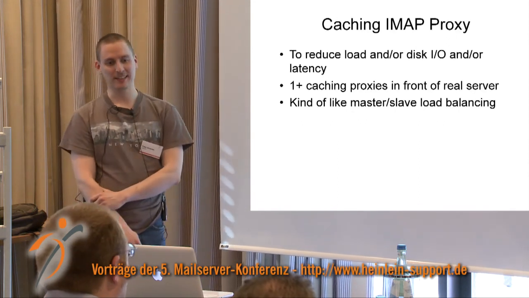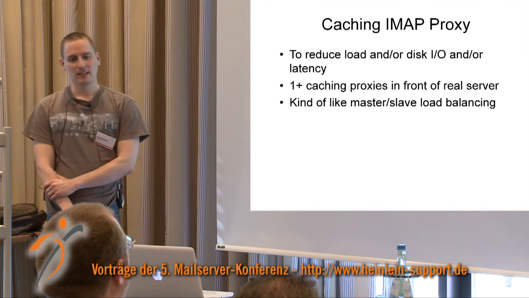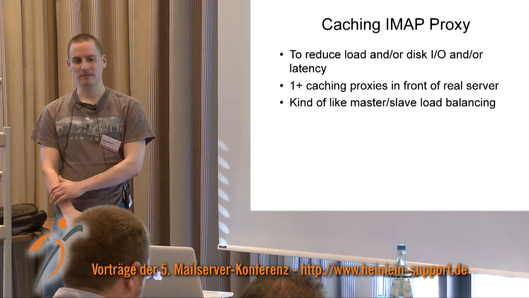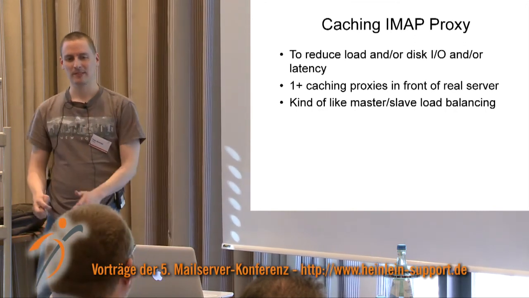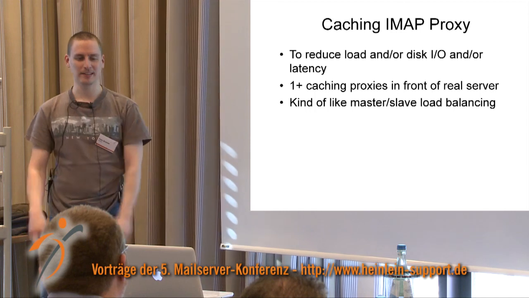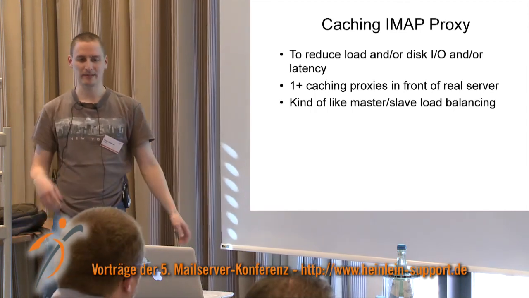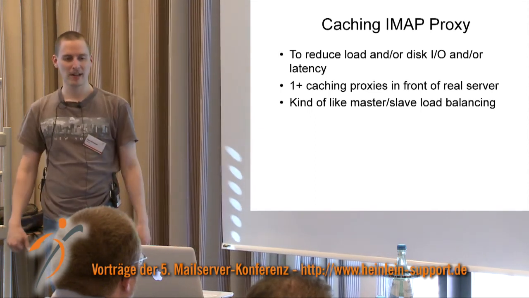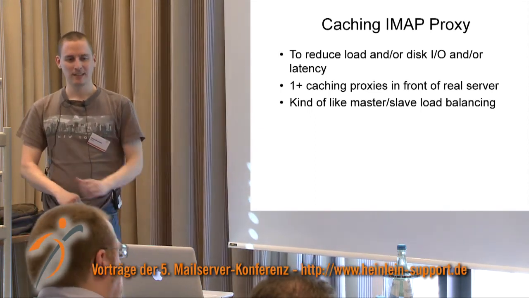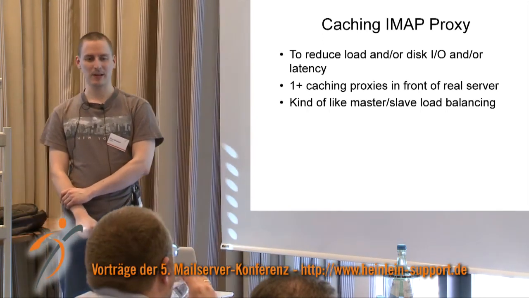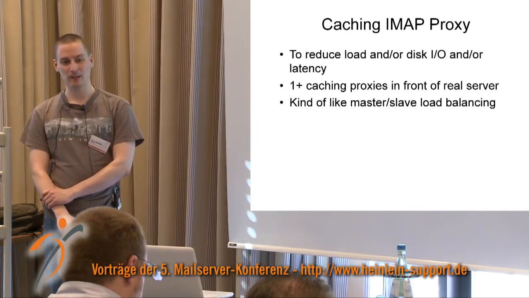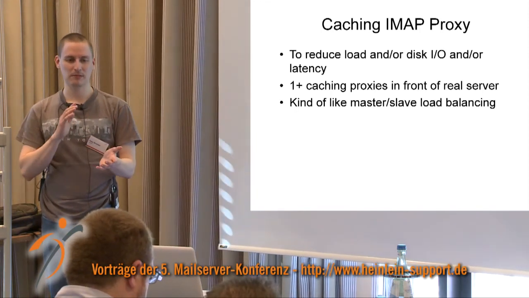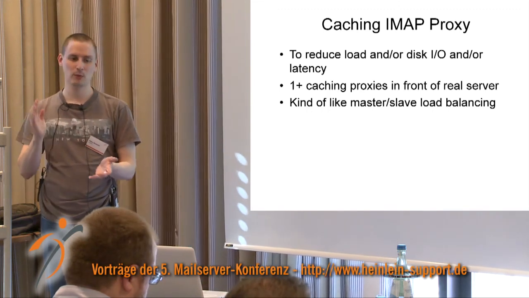Here's one example. Maybe your real IMAP server is getting way too high disk I/O right now, and you can't really redesign it to work in a different way. So maybe you could plug in another Dovecot caching proxy or accelerator, not in front of it, but on the side of it.